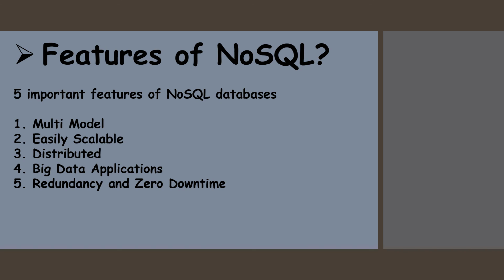So these are the 5 important features of NoSQL databases, that is, non-relational. I hope you understand the basics about NoSQL databases.